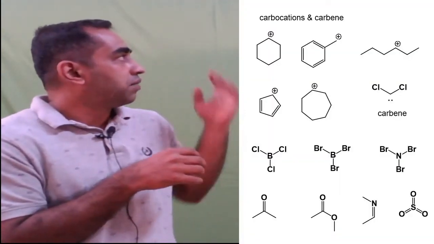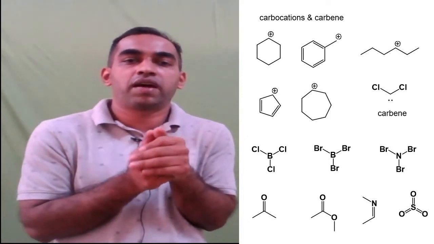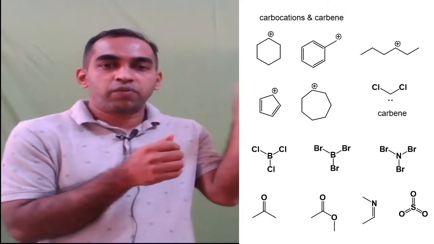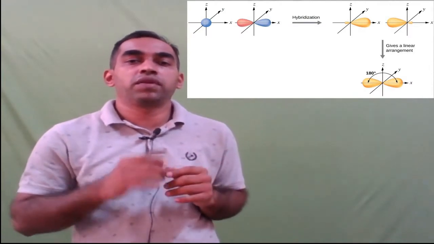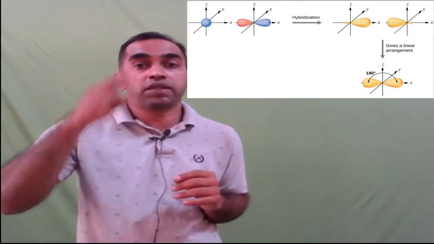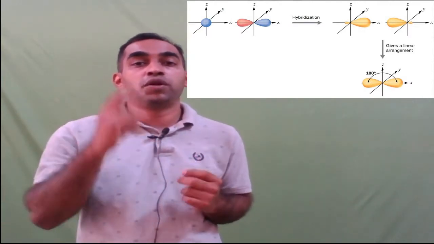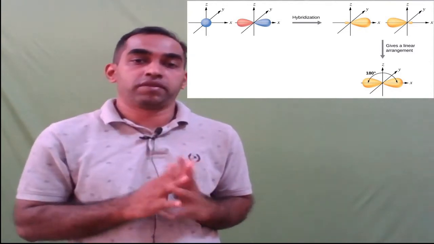Now there are various examples even in inorganic chemistry. You can see all those which have sp2 hybridization. Now coming to sp hybridization, here one s orbital mixes with one p orbital out of the three p orbitals to give two sp hybridized orbitals. The best example is the acetylene molecule.